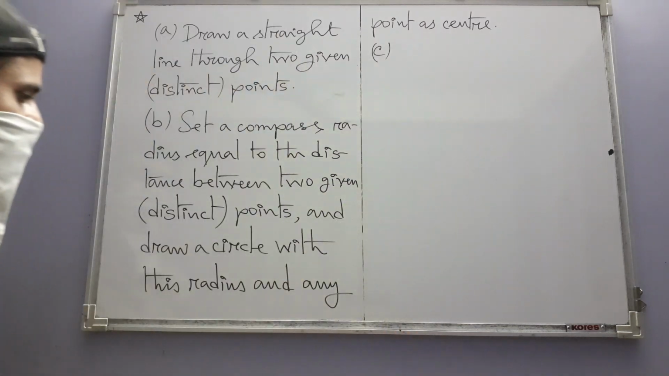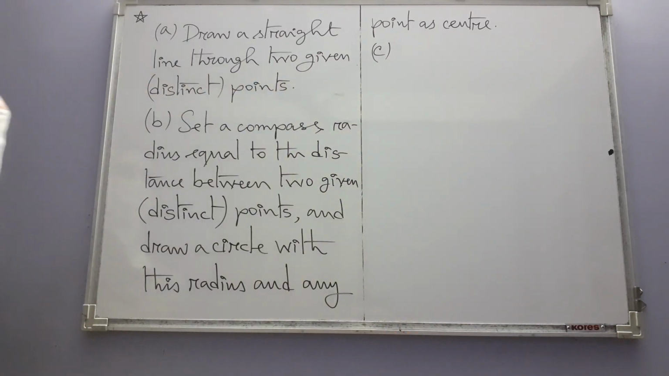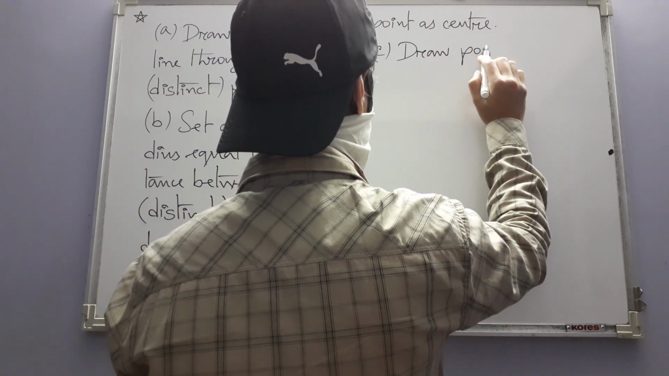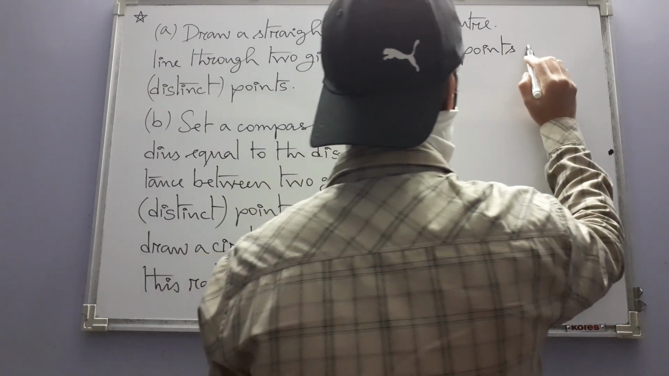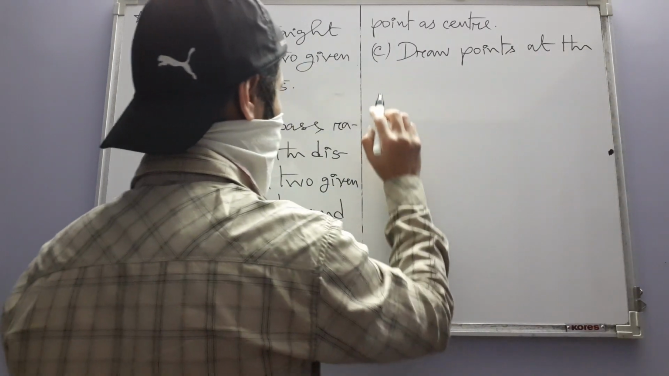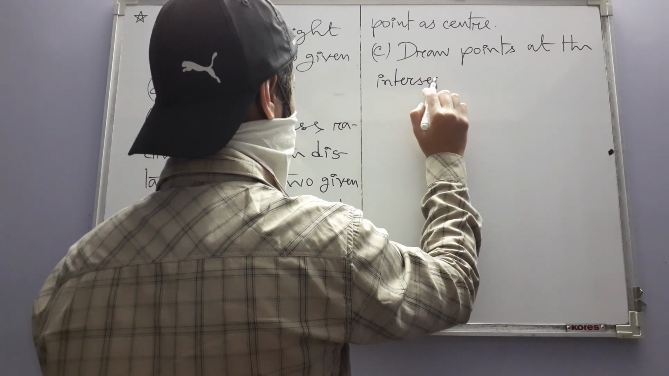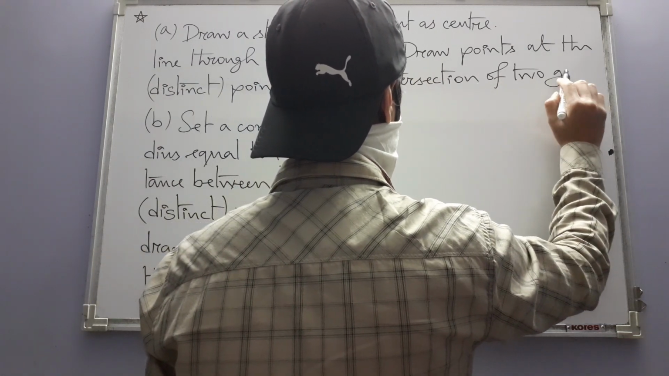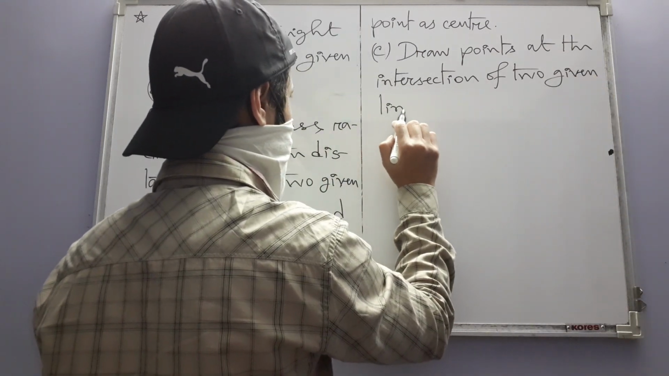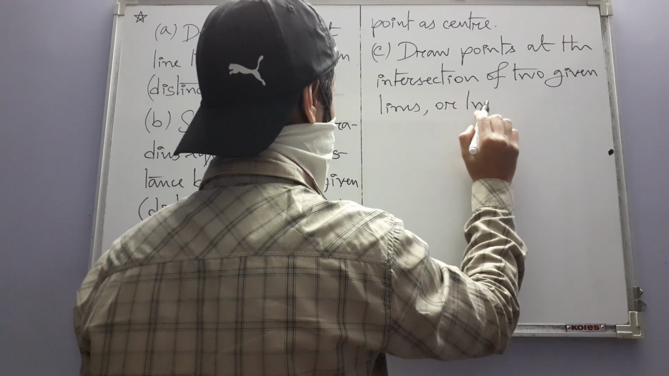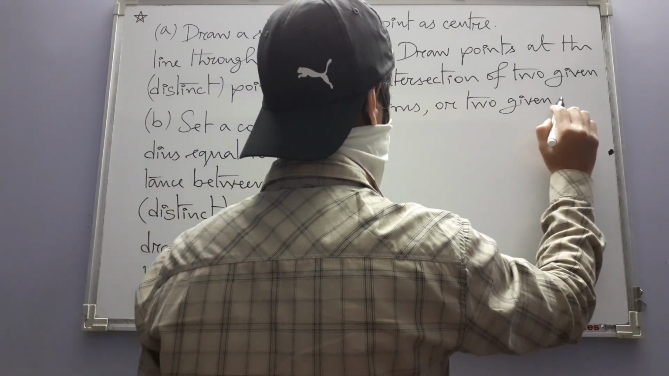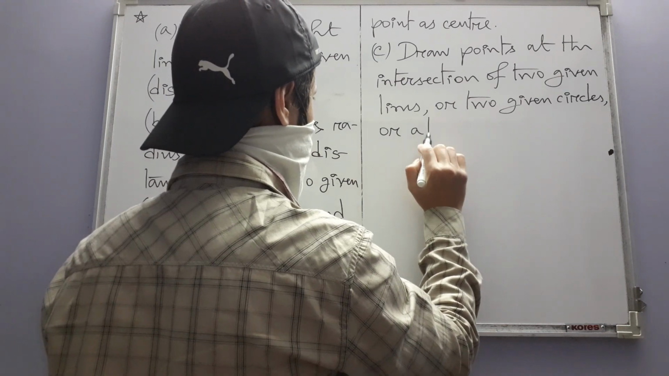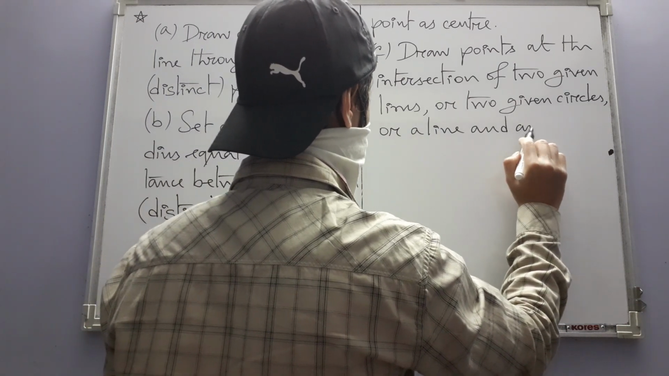And part C, there is another operation. Draw points at the intersection of two given lines or two given circles or a line and a circle.